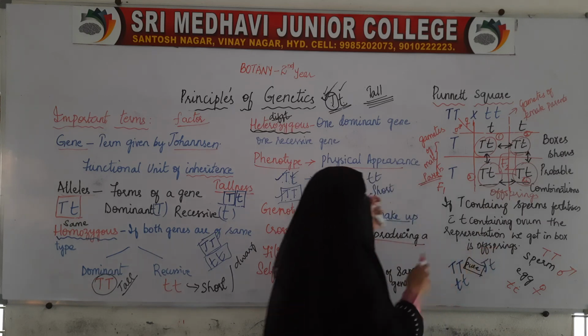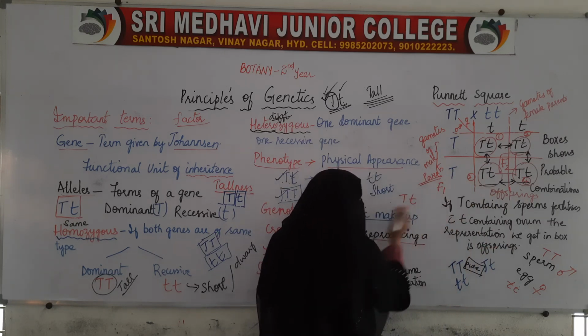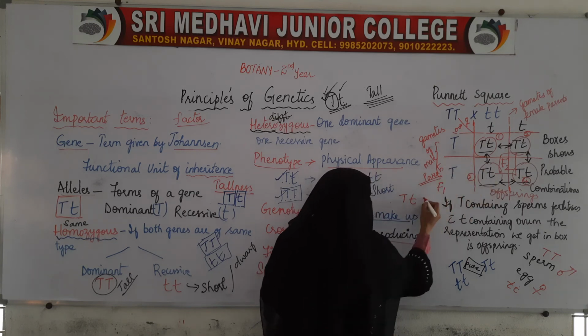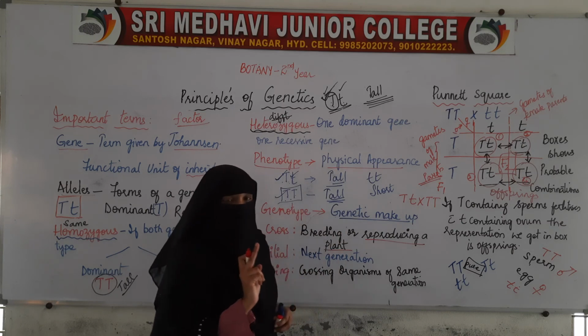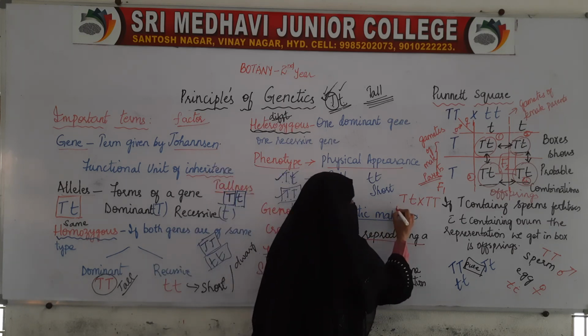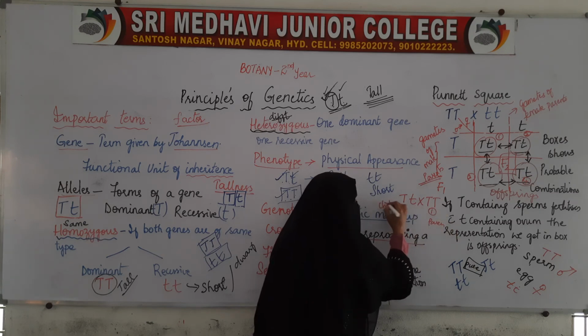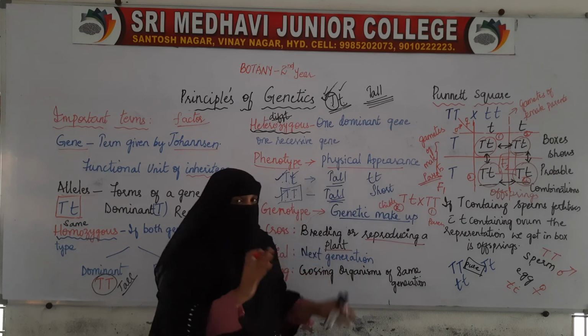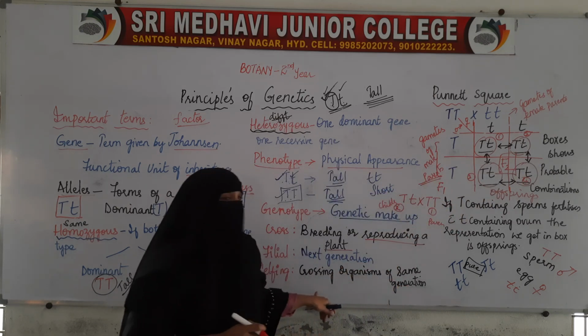But if a cross is between this T and this T, this one and this one, then it is not called selfing, because this is generation 2 and this is generation 1. These are parents and these are children. If the cross is between the same generation, then we call it selfing.